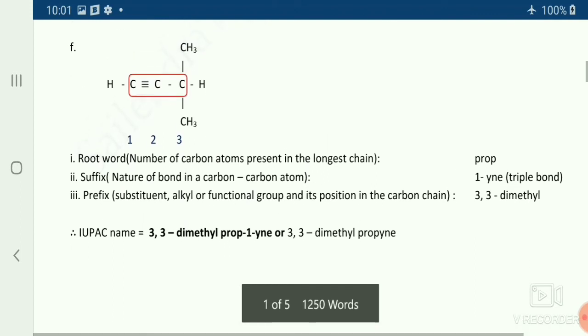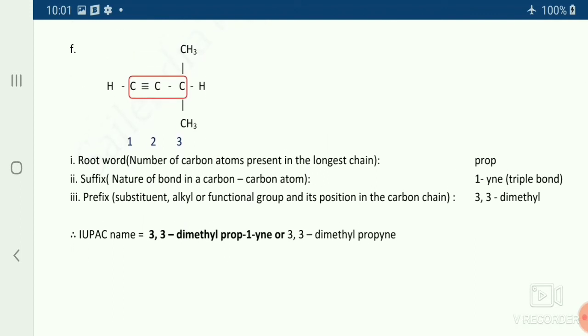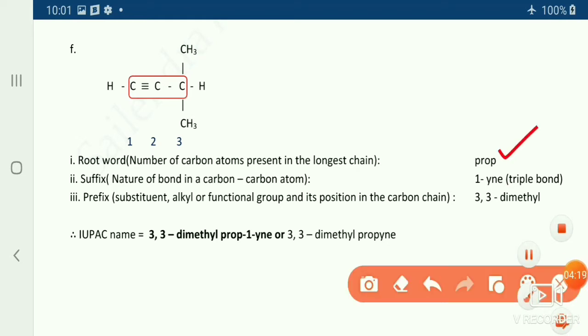number F. Okay, we can see the branch also, and we can see the functional group triple bond also here. So first let's see the longest carbon chain. 1, 2, 3 means meth, eth, prop. So your root word is going to be prop. Clear?